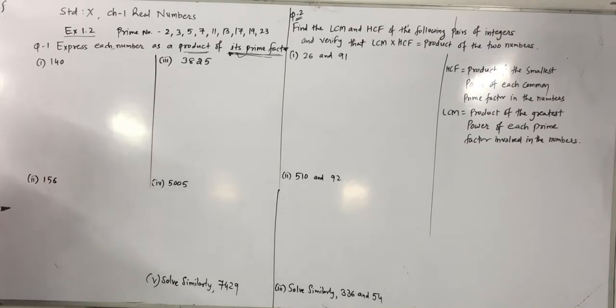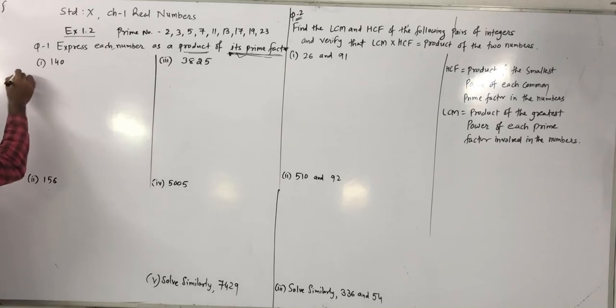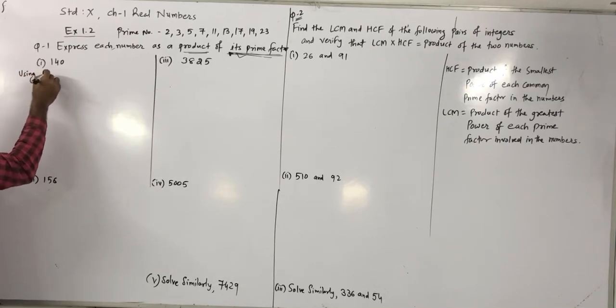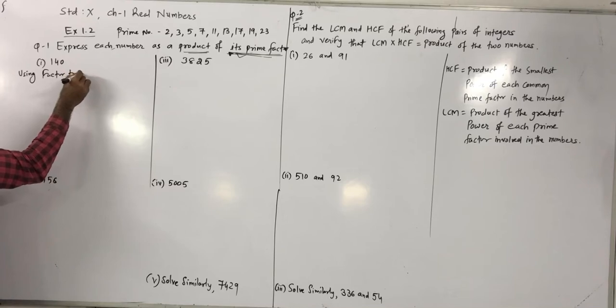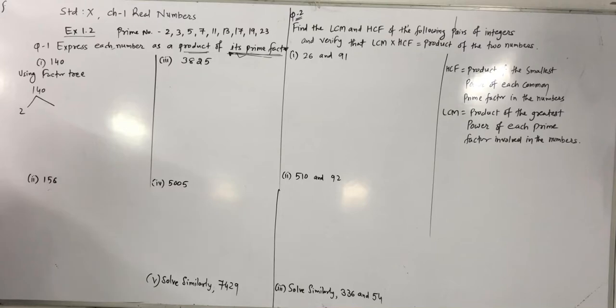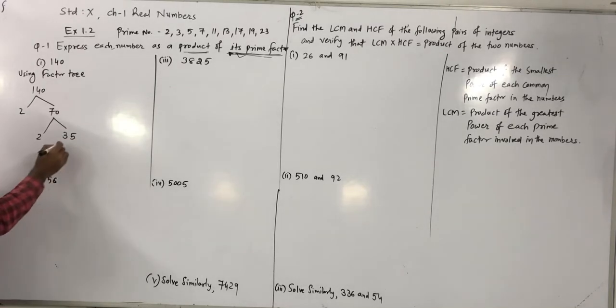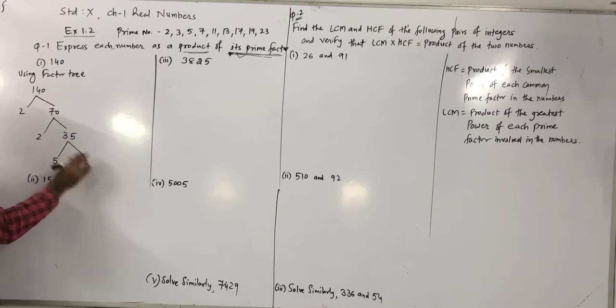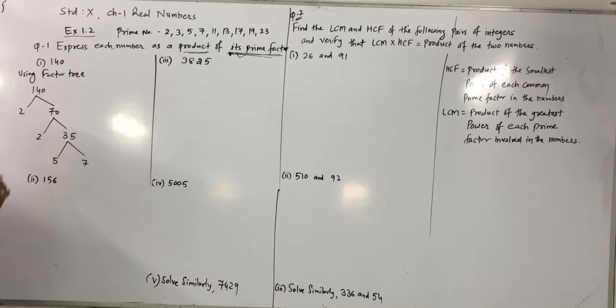Okay, so first we take 140. Using the factor tree method, we can write, 140's factor is what? If we divide by 2, then we get 70, since 2 times 70 is 140, right? 70 is again divided by 2, so we get 35. And 35's factors are what? 5 times 7 is 35. So we get 140's prime factors: 2 into 2 into 5 into 7.